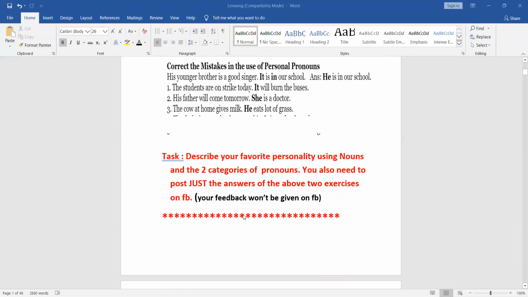We also have a task for you for today. The task of the day is you need to describe your favorite personality using nouns and the 2 categories of pronouns. You could choose to use any personality of your choice. You can talk about anything, and you need to send us the task by the end of the day. You also need to post the above 2 answers for the above 2 exercises on FB. Now, when it comes to talking about your favorite personality, I could give you an example.